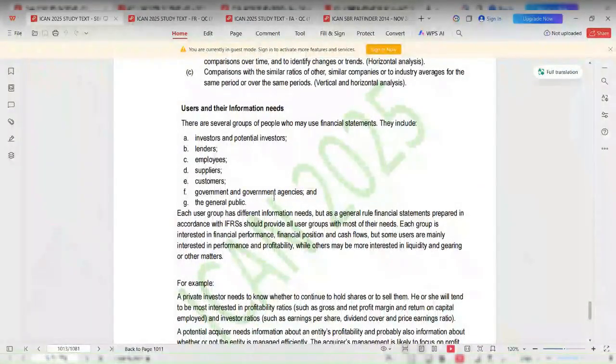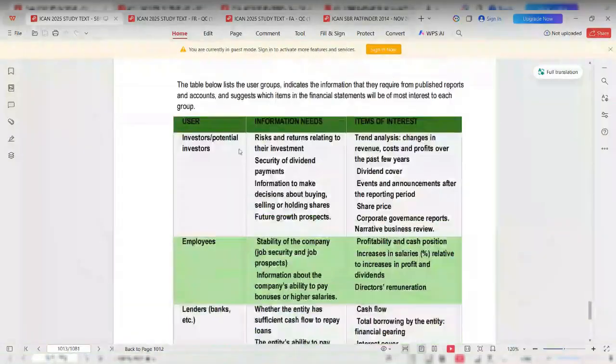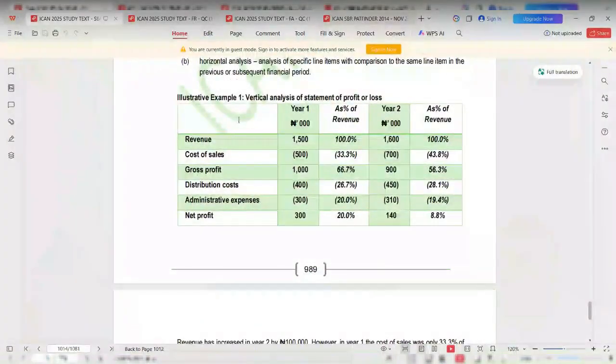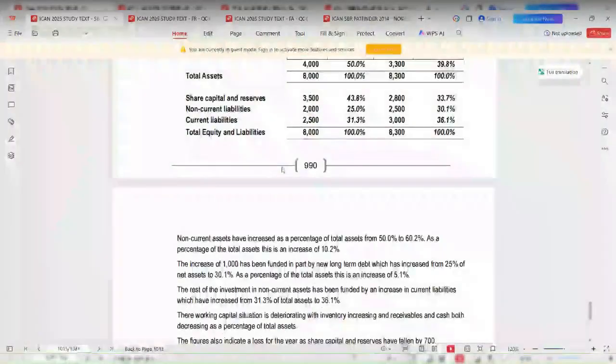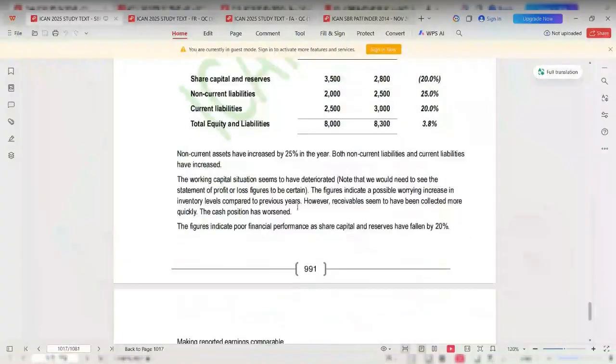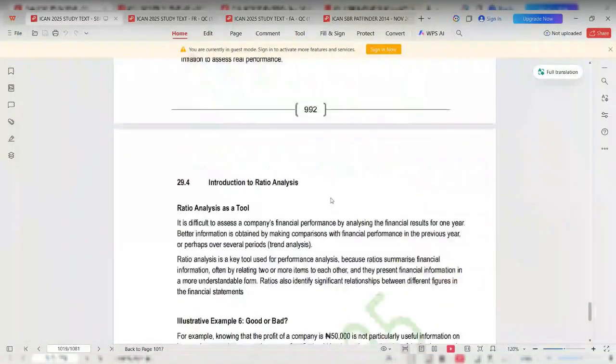Users of the information, users and their information needs. Who are the users of financial accounting reporting, or financial reporting? As you can see now, we have horizontal analysis, as I explained the other time. We have time series, we have common size, we have industrial average. So just to cut the long story short, go through all this pack, go through what they have written.